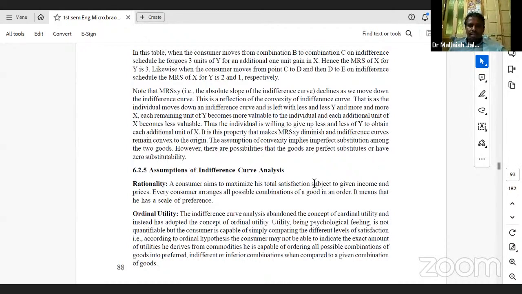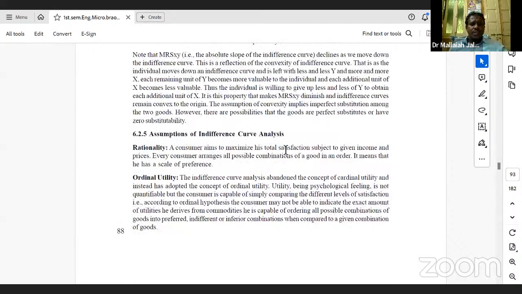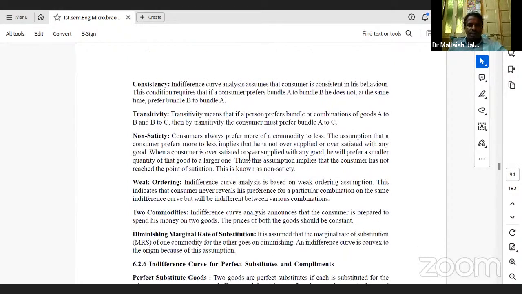Okay, then that is fine. Then another one is ordinal utility. As I said, this indifference curve analysis is based on the ordinal approach. What does it mean? The utility or the satisfaction from the commodities, we can compare, but we cannot say in terms of numerical numbers. So it is based on the ordinal approach. These indifference curves are based on the ordinal approach. Okay, that is the other side.